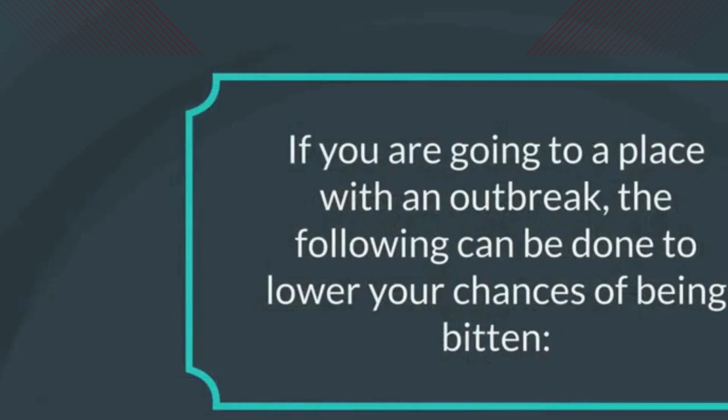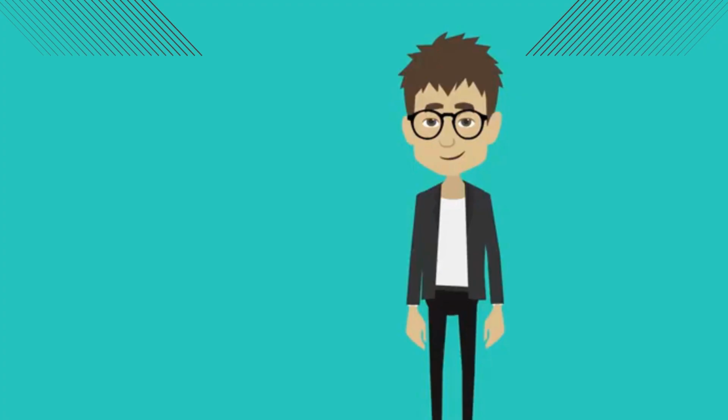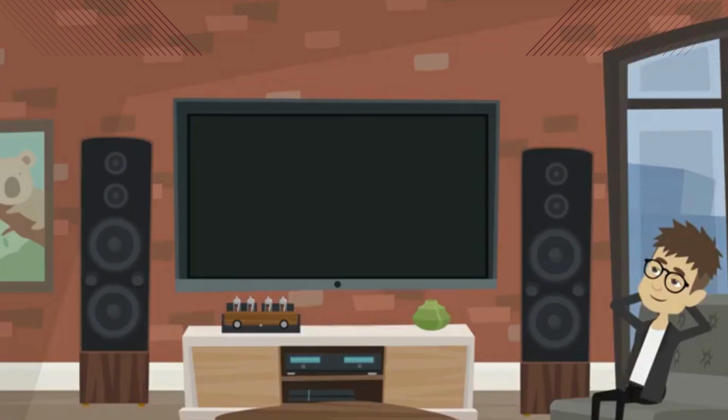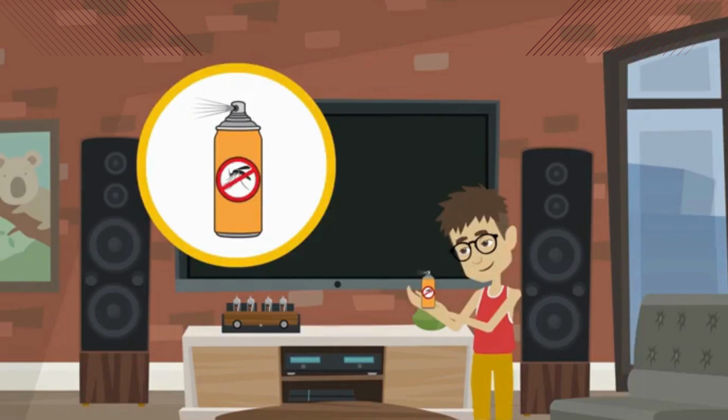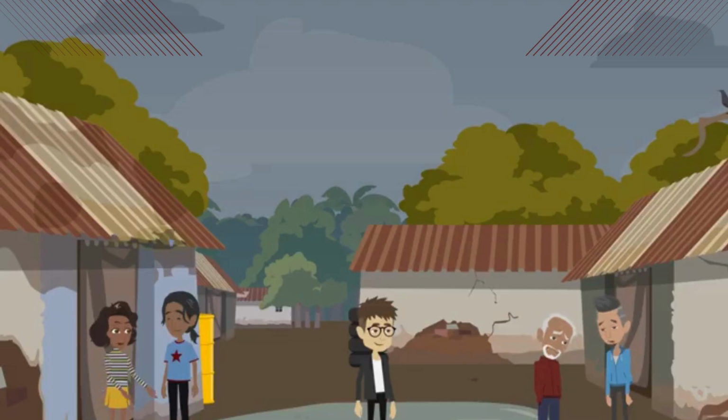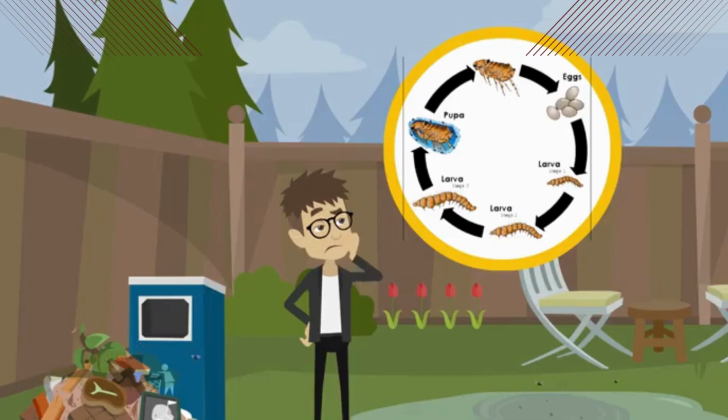If you are going to a place with an outbreak, the following can be done to lower your chances of being bitten: wearing bite-proof long sleeves and long pants, staying indoors where there is air conditioning or screened-in areas, wearing a mosquito repellent that has DEET if you are going outside without sleeves, dumping out or eliminating any standing water in your house where mosquitoes may lay eggs and develop.